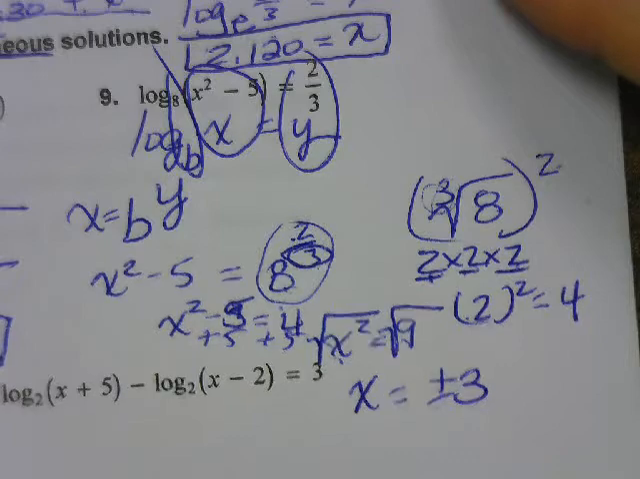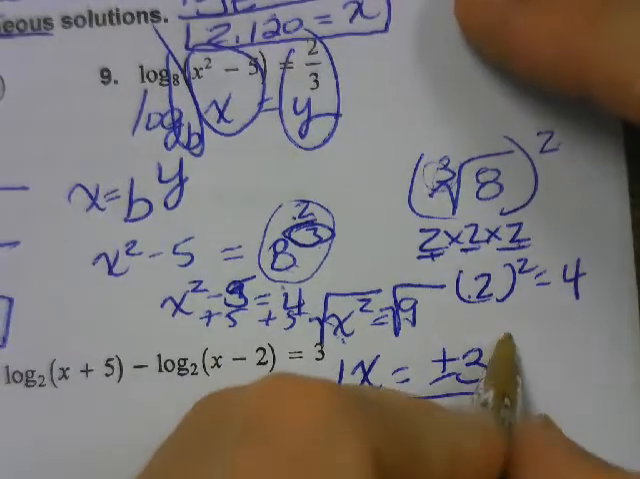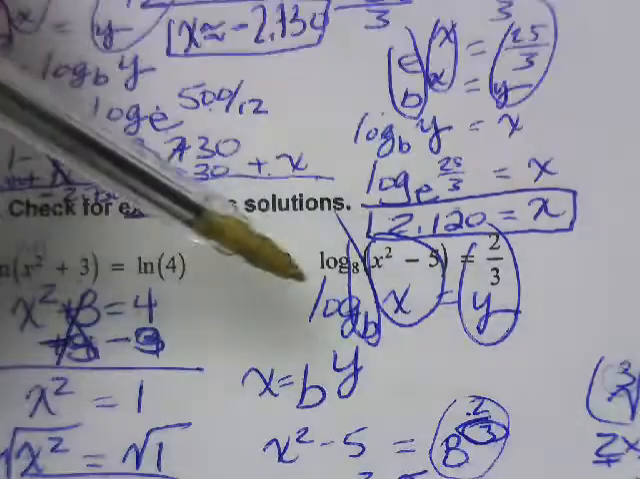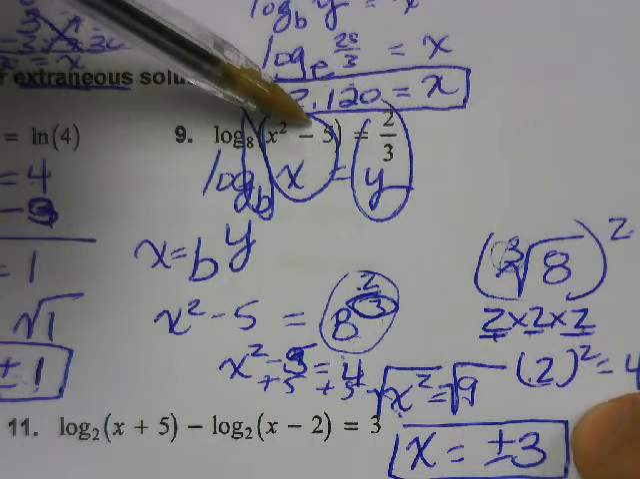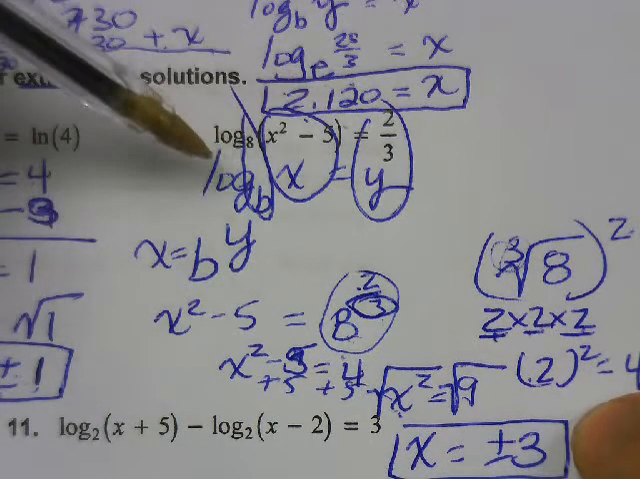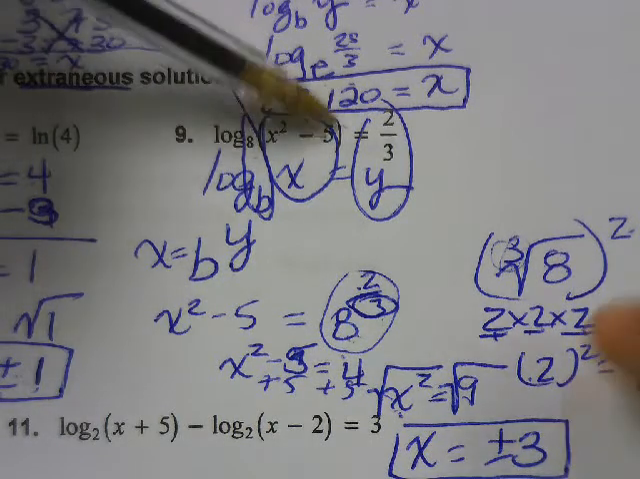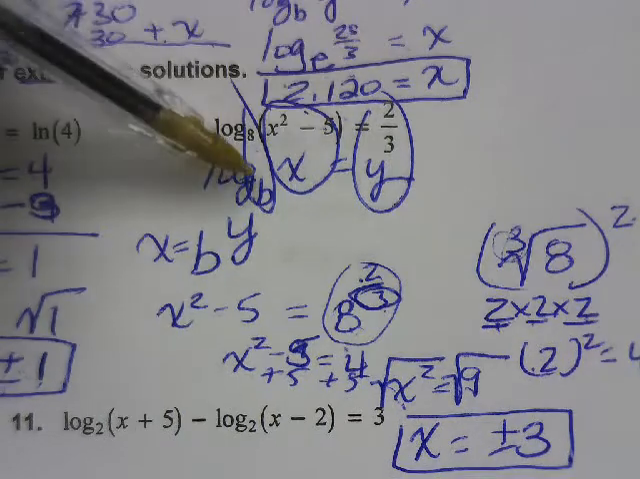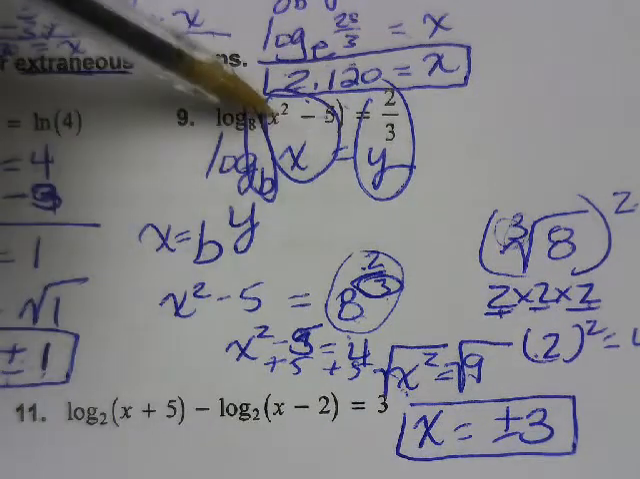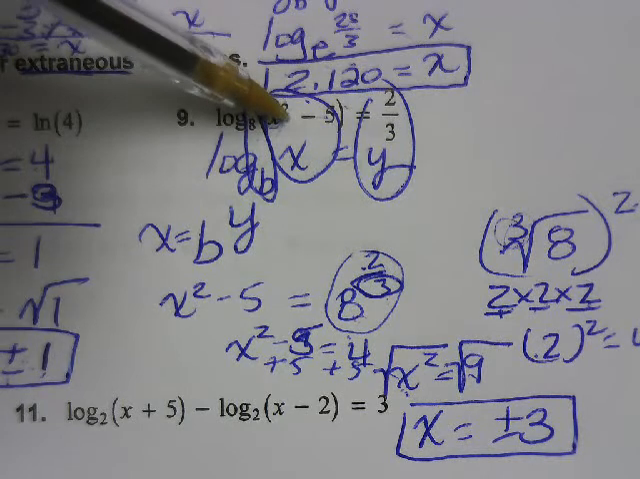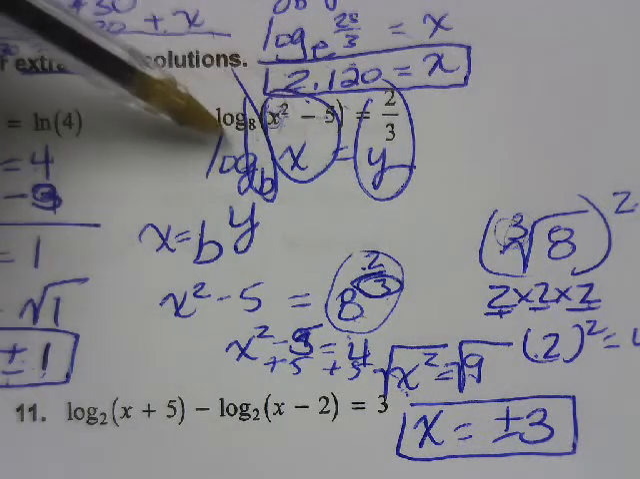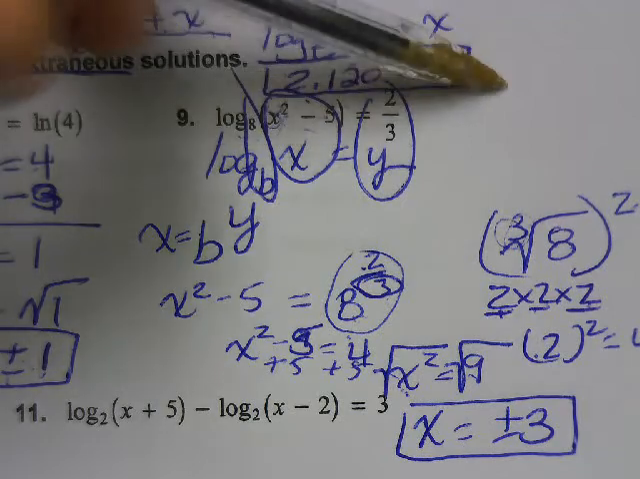If I put in log base 8 of 9 minus 5, that is 4. So log base 8 of 4 gives you 2/3 on the calculator. If you put in a negative 3, that's still going to give you a negative 3 times a negative 3, which is a positive 9. 9 minus 5 is 4. So log base 8 of 4 equals 2/3. On the calculator, that's also true. So both of these solutions work out for you.